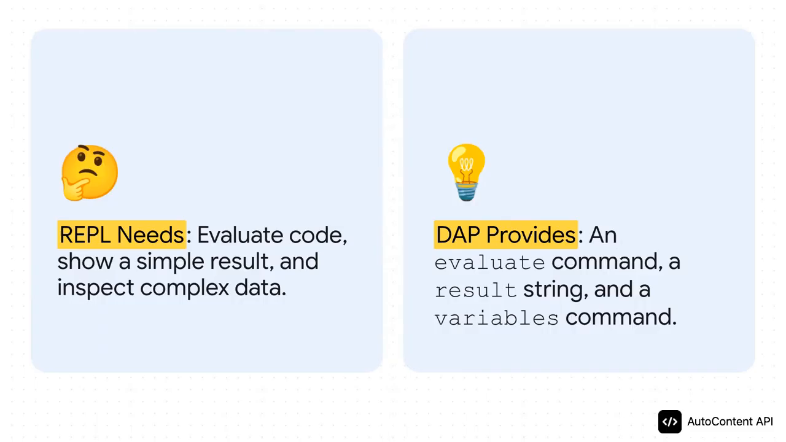What's so wild here is just how perfectly the pieces fit together. Think about it. A REPL needs to do 3 basic things: evaluate some code, show you a simple result, and let you inspect more complex data. Now, look at what DAP gives us: an evaluate command, a result string, and a variables command. It's a perfect one-to-one match. It's almost like it was meant to be.